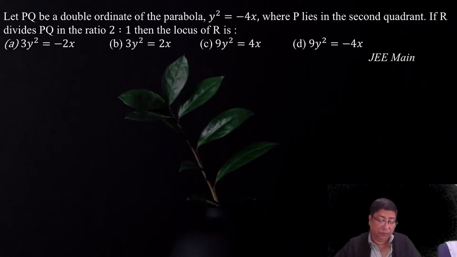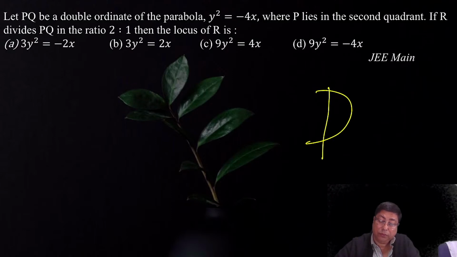Next up, let PQ be a double ordinate of the parabola y² = -4x, where P lies in the second quadrant and R divides PQ in the ratio 2:1, then the locus of R. What to do? y² = -4x. Let us draw the diagram first, a rough diagram.